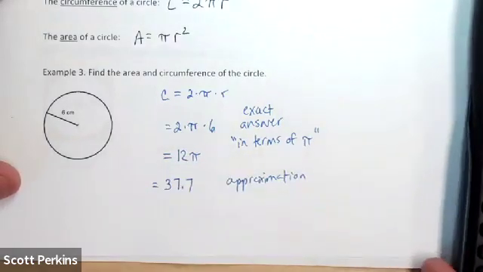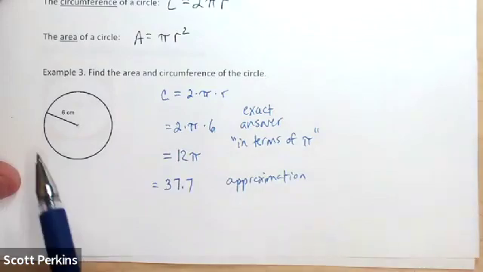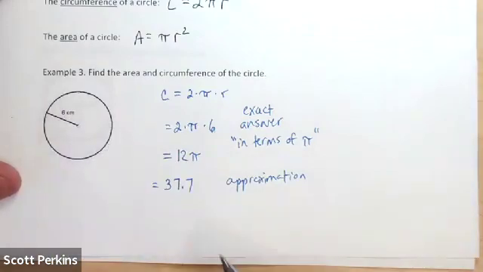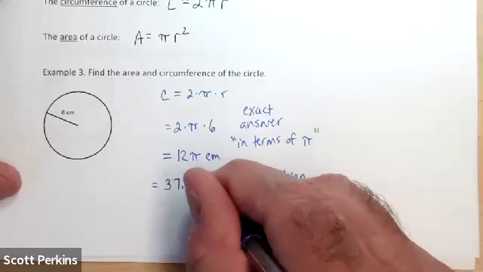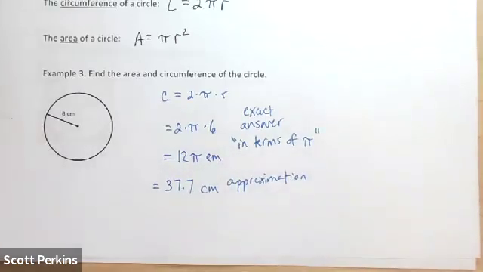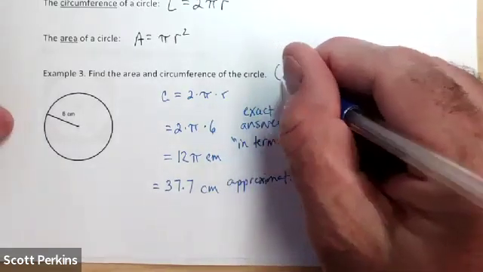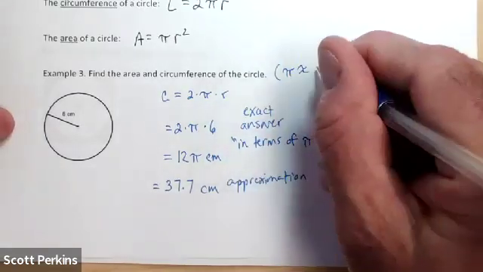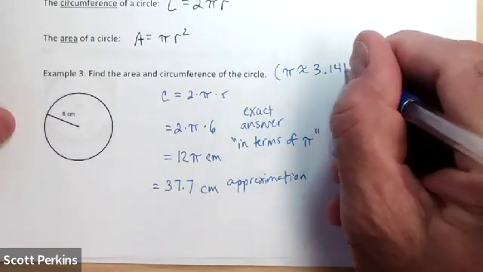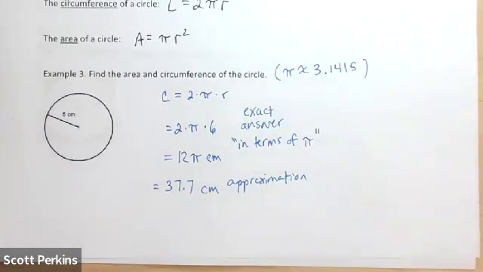In both cases, I forgot to write down my units, so let's do that. Since the circumference is a distance around the outside, the units are just going to be centimeters. If you don't have a pi button, a great approximation is just to say pi is approximately 3.1415, and that should give you enough significant figures to round your answer appropriately.